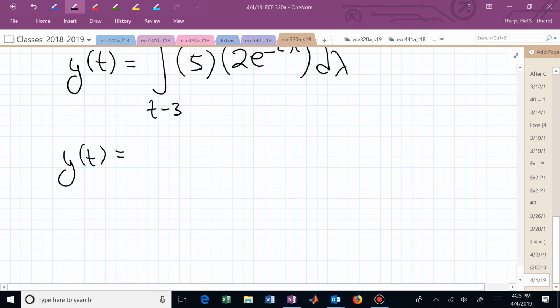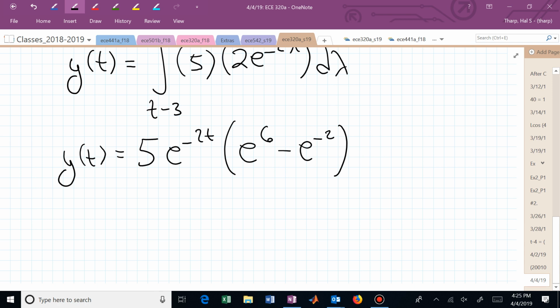But now y of t is going to be 5 e to the minus 2t, and you can write this many different ways, e to the 6 minus e to the minus 2. It's a weird way to write it, but why did I write it that way? Because now that e to the 6 minus e to the minus 2 is just a number. And it's scaled by 5. That's just a number. And then I have an exponential decay of e to the minus 2t.